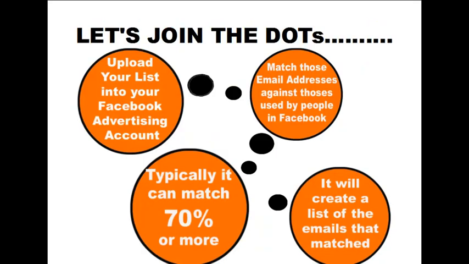Facebook will allow you to take an export of your email list from your Aweber, your MailChimp, whatever email program you're using. It will allow you to upload that into Facebook, and Facebook will then check your email addresses against the email addresses it has in its database of all the accounts it has, and it will try to match them. And in my experience, typically around a 70% match rate is had, which is very high. And then what Facebook does is create a list for you of these email addresses that match, the ones that are on your mailing list and are also on their records.